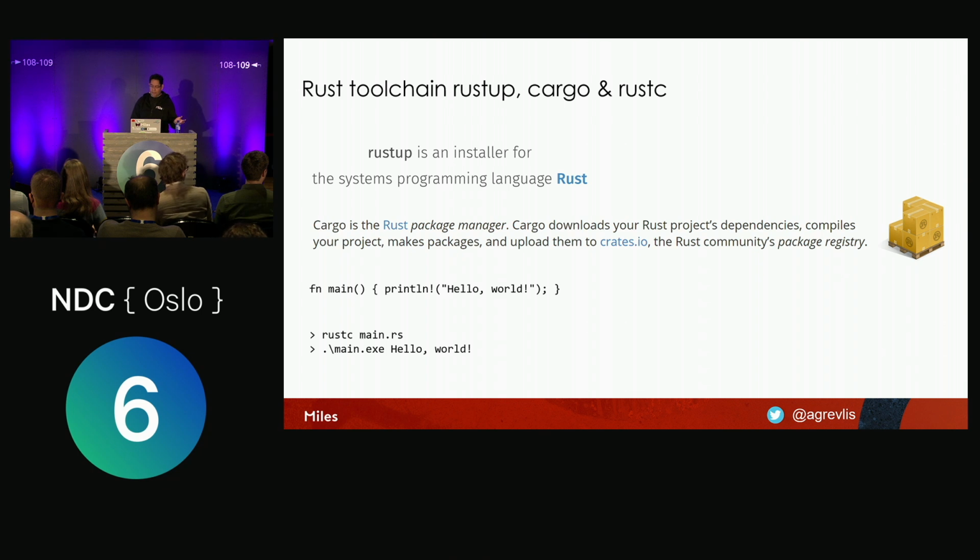And here's an example of how we can write a Hello World program in Rust. We define our main function, and we define that we want to print out a line, Hello World, and then we can use the Rust compiler, and we compile our program, and then on a Windows machine it will generate an exe file, and then it will just print out Hello World on the command line.